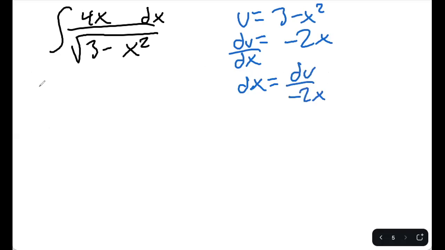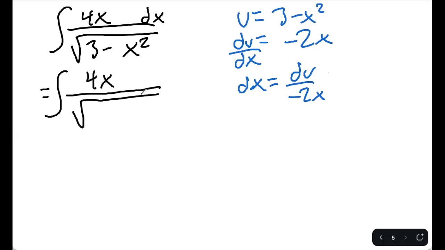So 4x over the square root of u, right? This is u because we say so. And dx is du over negative 2x, so I'll just put the negative 2x here. Does that make sense that I put it there? Yeah, that does make sense. Cool. All right, well, stuff will cancel, thankfully.